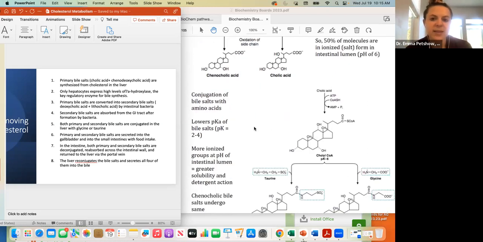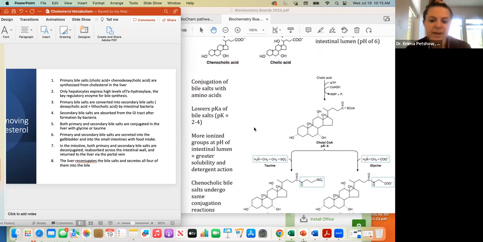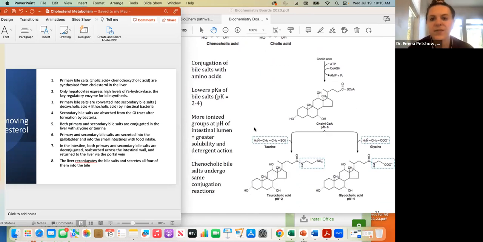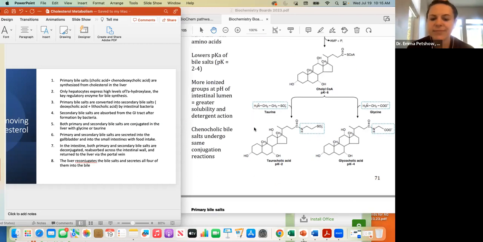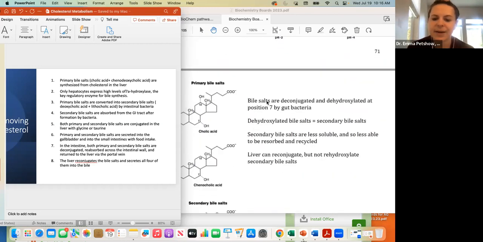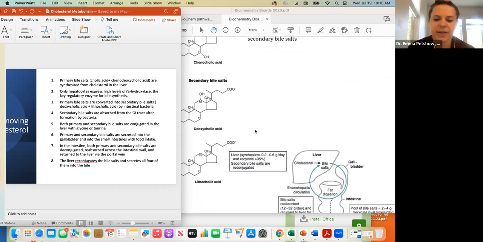If bound to fat, they will often leave the body in the stool, and that's a way you can eliminate cholesterol from the body. This is the reason why we encourage fiber consumption to help with lowering cholesterol, because we are trying to encourage the binding of our fats to our bile salts, and encourage elimination. We can see bile salts here, secondary bile salts here.